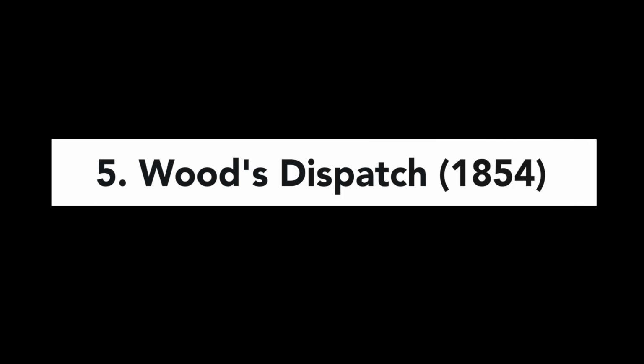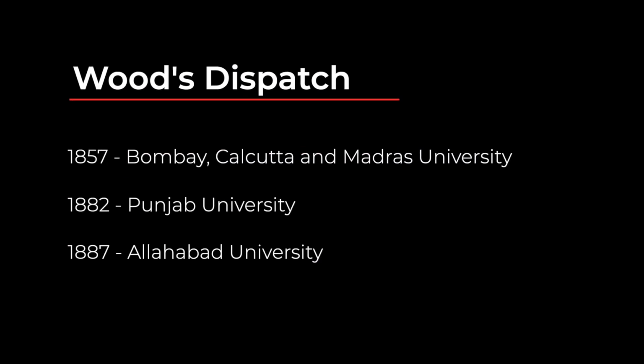Next is Wood's Dispatch of 1854. It is also known as the Magna Carta of the English Education System. It promoted both English education as well as native languages. Also, it emphasized promoting women's education. For the first time, someone is talking about women's education, and that is why this is known as the Magna Carta, because it also helped in establishing universities. In 1857, Bombay, Kolkata and Madras Universities were established. In 1882, Punjab University, and in 1887, Allahabad University was founded.